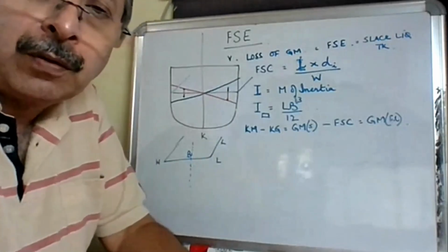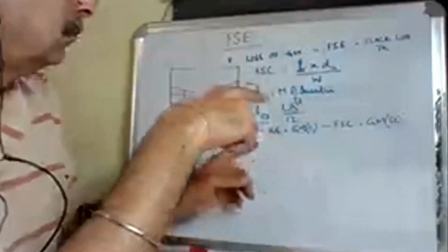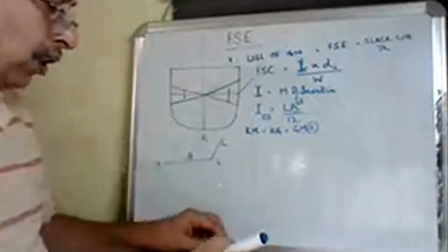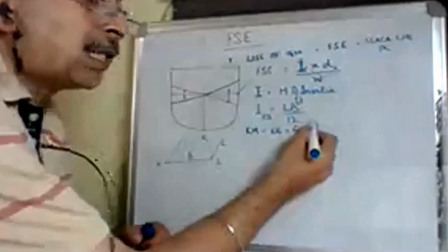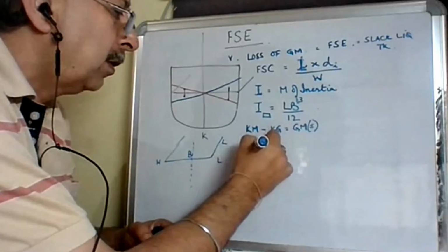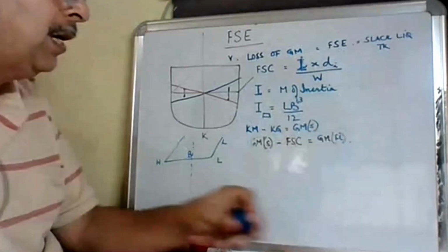Sir, there is a GMS and a GM, which one is this? GM is KM minus KG, equal to GMS. Okay, so far it is okay. S stands for solid. And now GM solid minus free surface correction gives me what is called GM fluid. Is that okay now? Yes, sir.